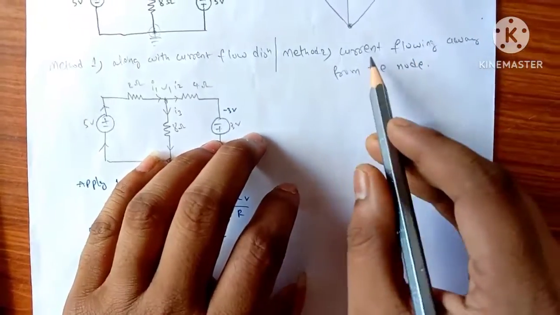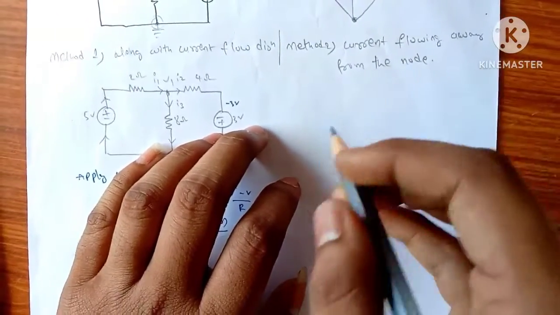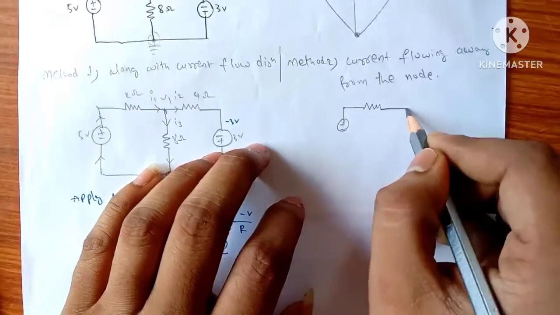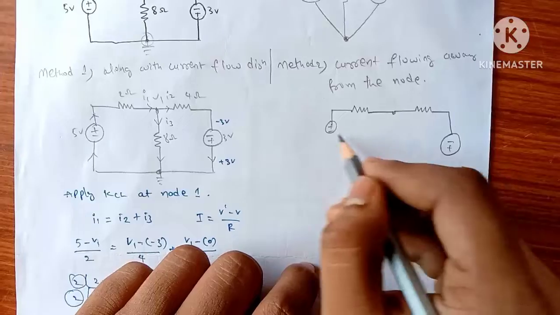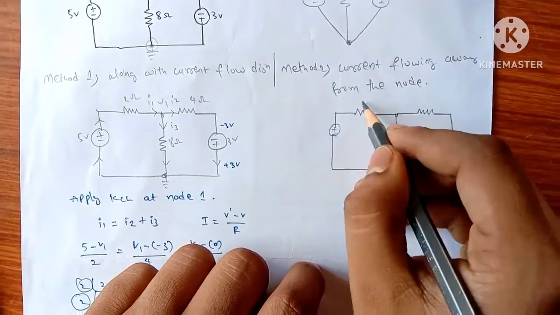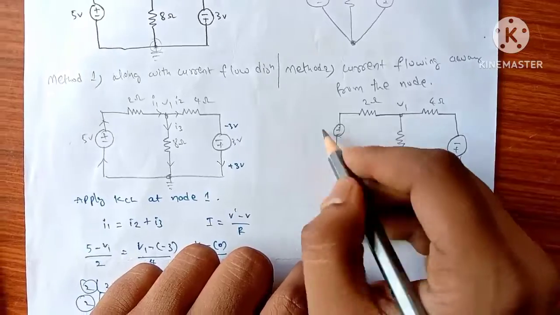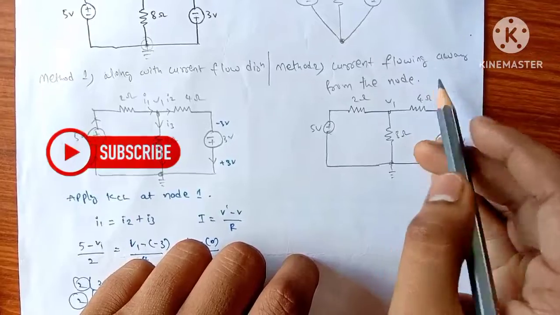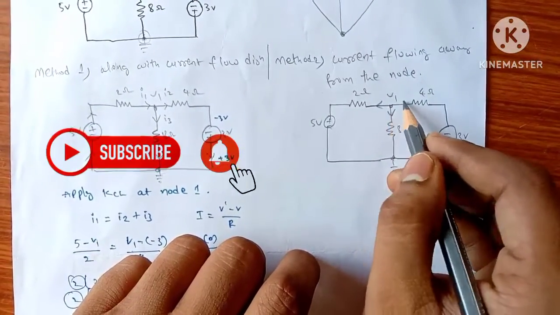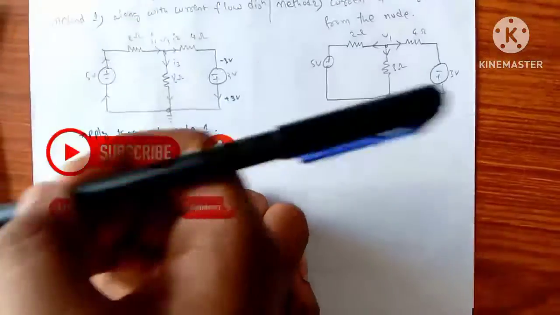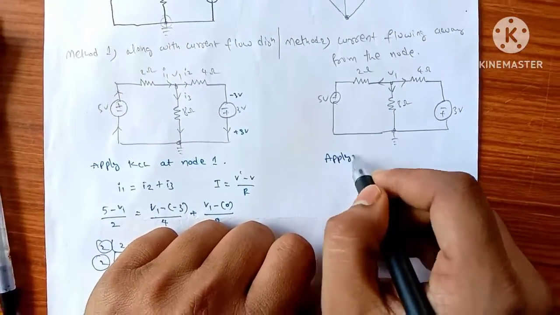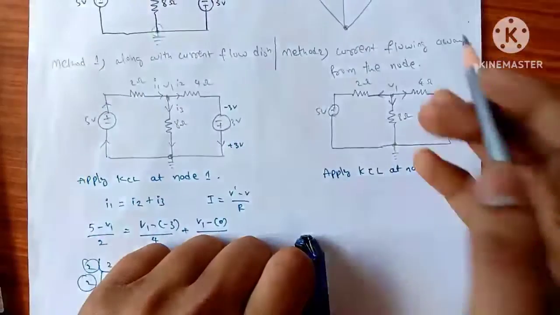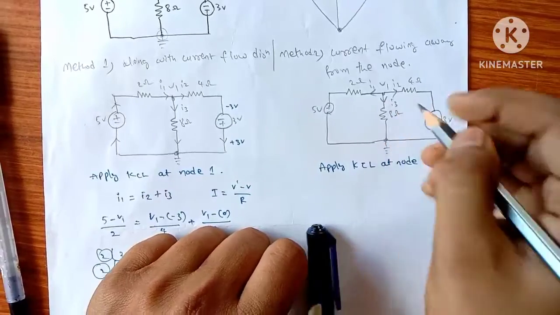Now method 2, current flowing away from the node. So taking current flowing away from the node. If we redraw the circuit, taking current flow direction as away from the node. Now apply KCL at node 1.